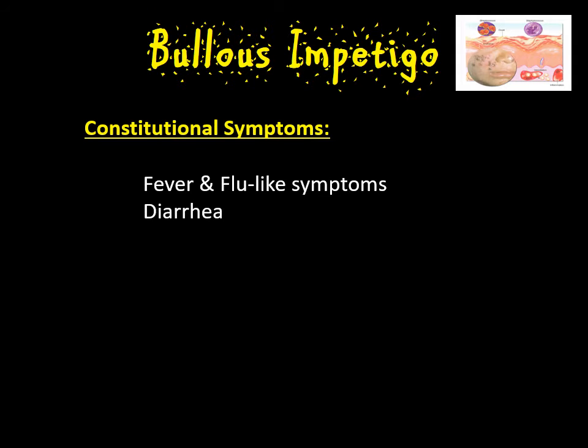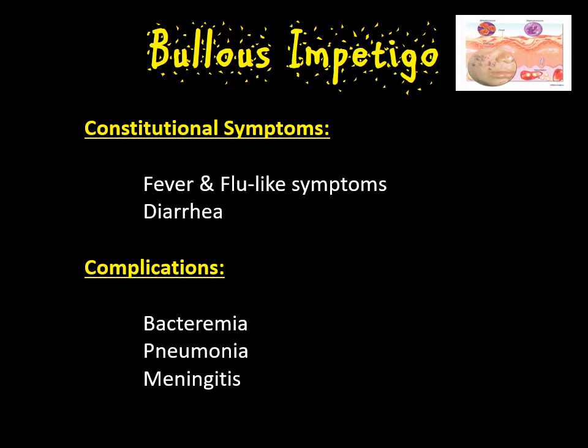Extensive lesions in infants may be associated with systemic symptoms such as fever, malaise, generalized weakness, and diarrhea. Rarely, infants may present with signs of pneumonia, septic arthritis, meningitis, or osteomyelitis.